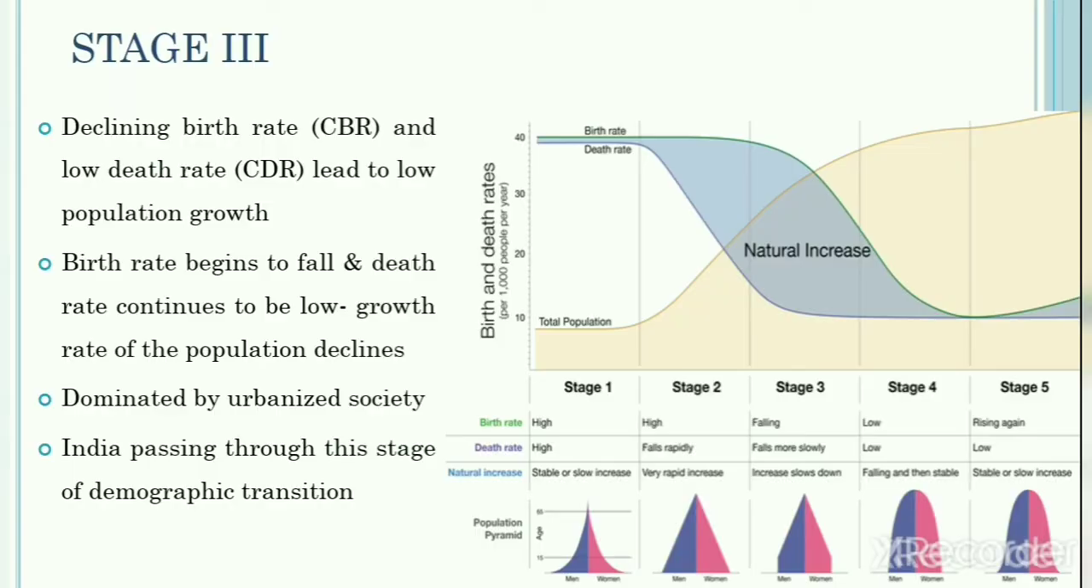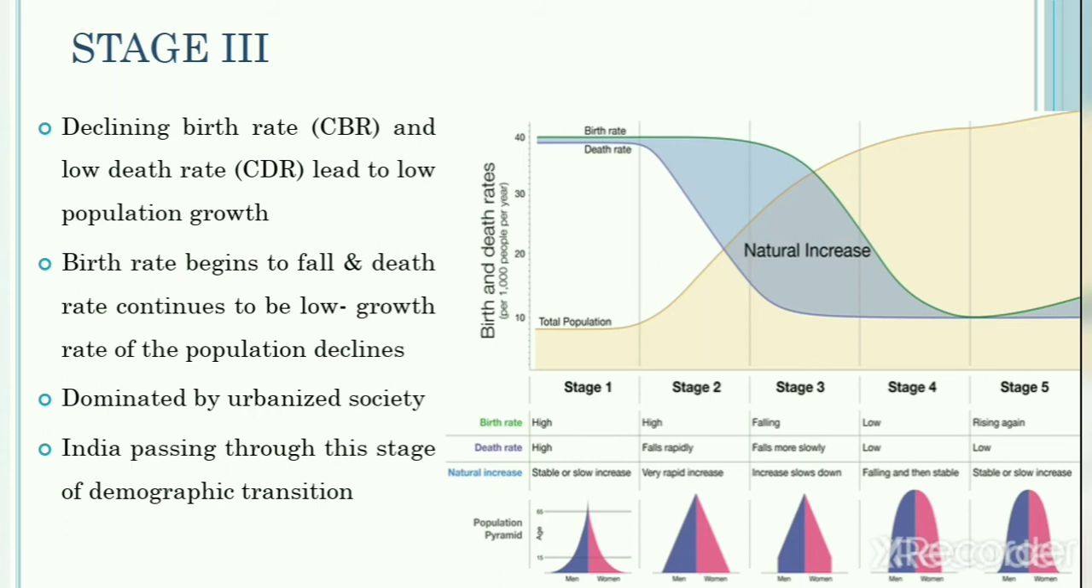Now let's look into the third stage: declining birth rate and low death rate. In the third stage, a declining birth rate and a low death rate lead to low population growth. Along with the economic development of the country, structural changes in the economy began to take place.